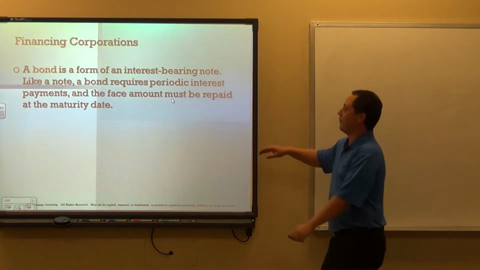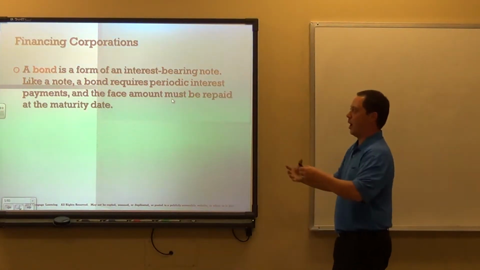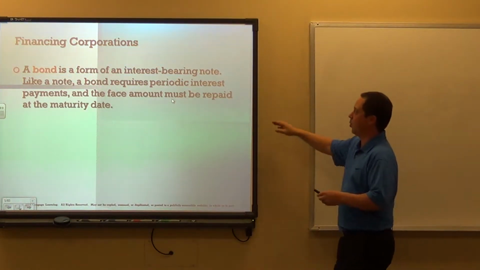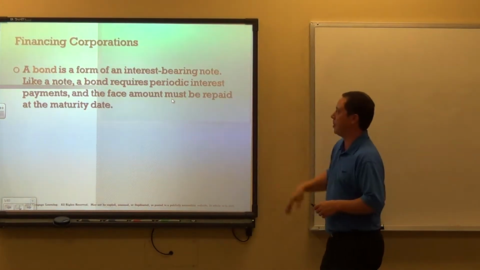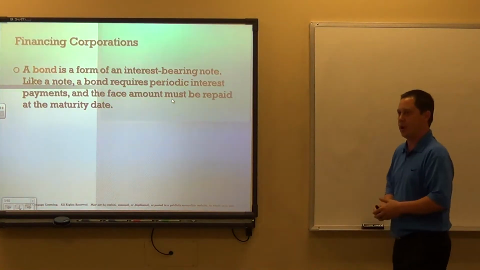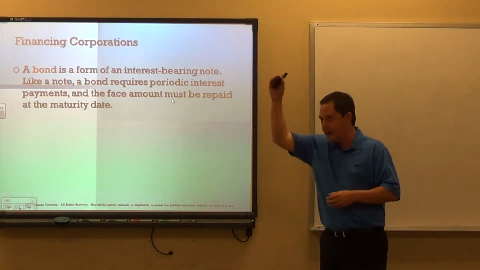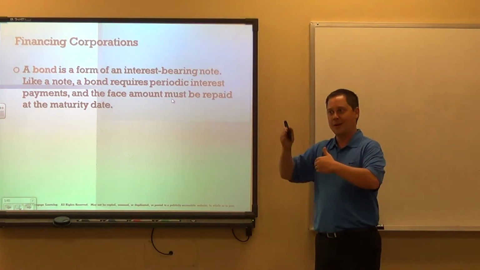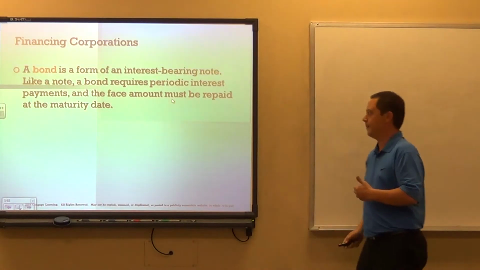So a bond is a form of interest-bearing note, kind of like I described just a couple of minutes ago. A bond requires periodic interest payments, and the face amount must be repaid at the maturity date. We must pay that whole amount. So it's a $5 million bond over 5 years. I'm going to pay $5 million. I'm going to pay a percentage of that, the interest, along the way.